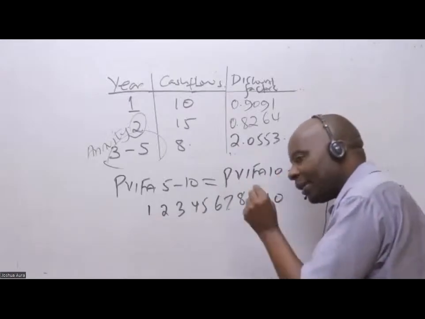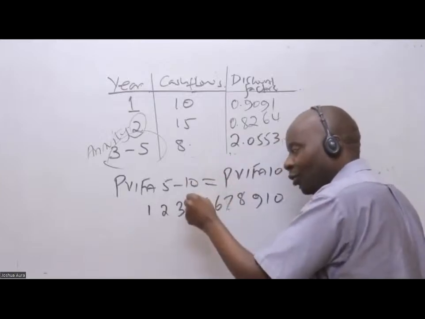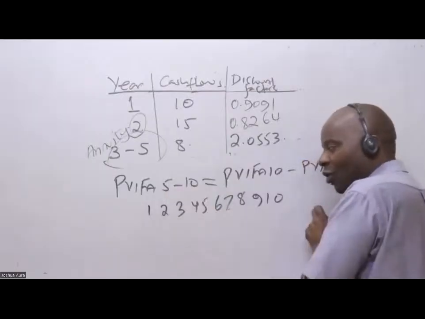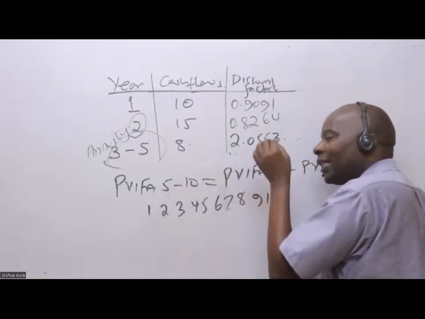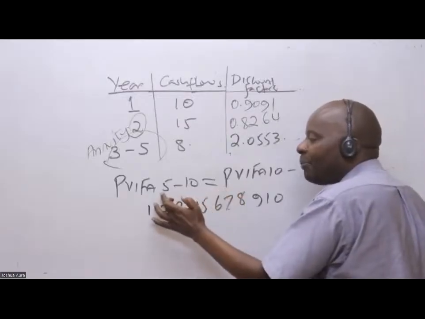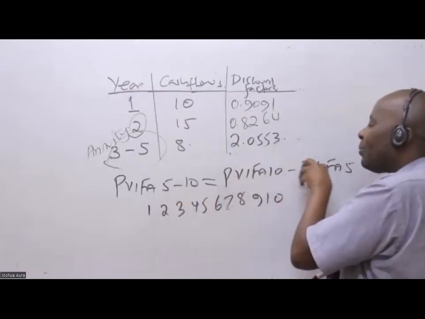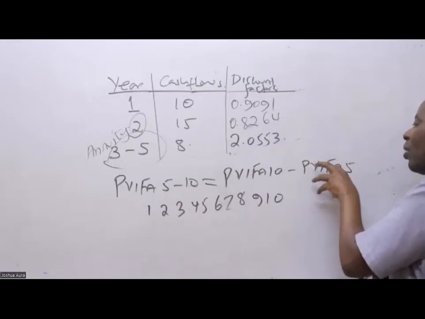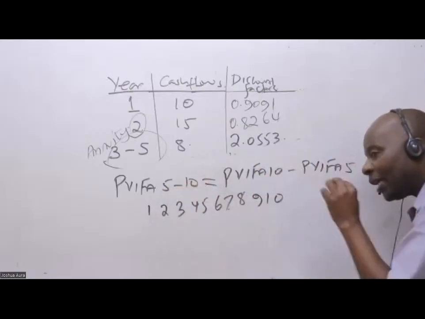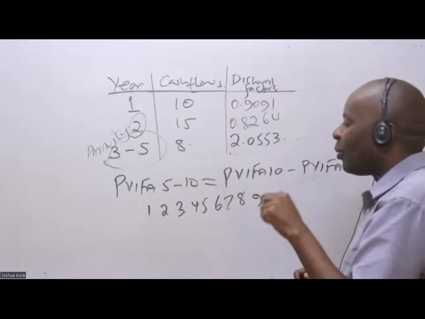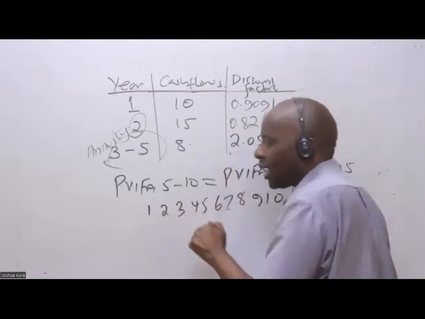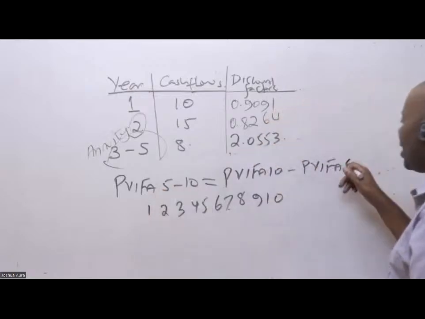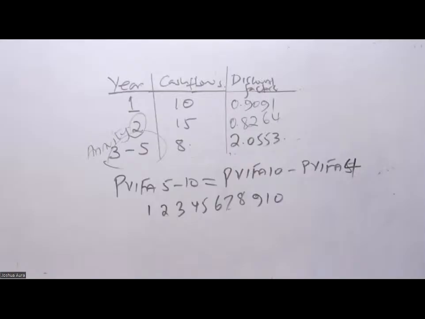But the examiner wants me to start accounting for this PV from year number 5 onwards, 5 to 10. So in this case, the unwanted period is the period up to year what? Remember, I subtract the unwanted. If I look at this very well, I can see they want me to cut up to year 4. Up to year 4.